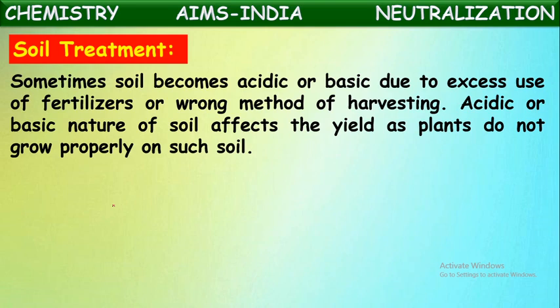As the soil becomes acidic or basic, plants cannot grow properly and they cannot yield properly. This affects the yield of those crops. So how do we treat this affected soil, acidic or basic? There are some treatments for this.